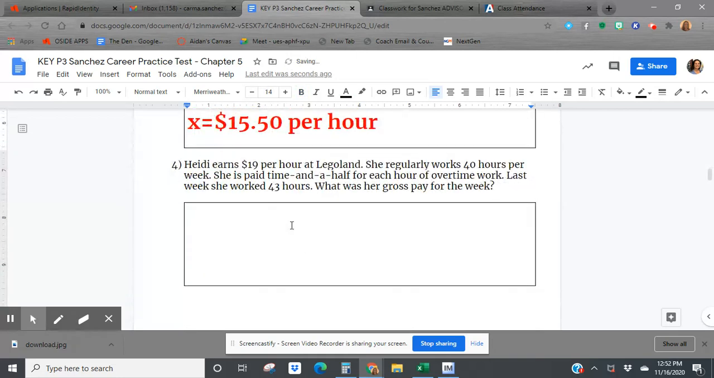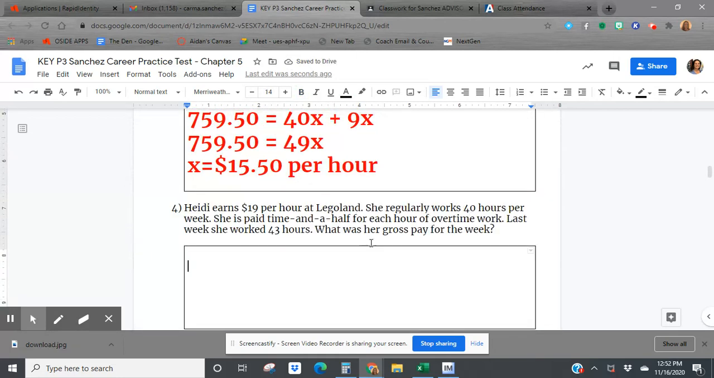All right. Heidi earns $19 per hour at Legoland. She regularly works 40 hours per week. She's paid time and a half for her overtime, and this last week she worked 43 hours. So we're going to go 40 hours of regular pay and then 3 hours of the overtime. So 40 of the regular pay, which this time we know is $19 per hour, and 3 hours of the time and a half, which is 1.5 times her $19 per hour.